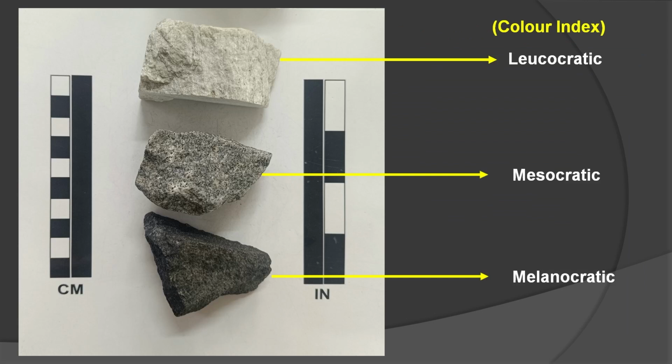So here is a classification showing you the color index. First we have an aplite sample which is leucocratic, then we have a rhyolite sample which is mesocratic. As you can see, it is showing a mix of white and dark colored minerals, and then we have the melanocratic gabbro which consists entirely of dark colored minerals.